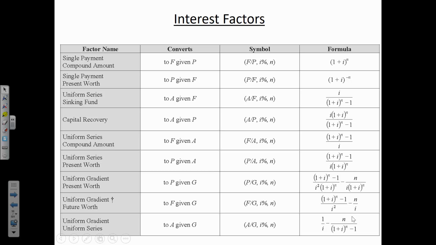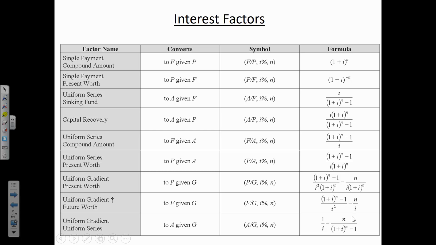The other thing is that these interest factor formulas allow you to be more precise than the tables are. I'll show you what I mean by that, but you can just carry it through to more decimal places when you're actually solving the formula yourself.